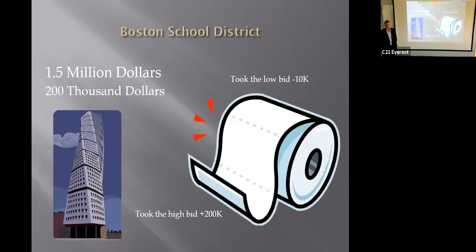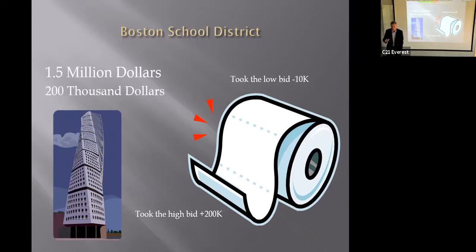Toilet paper. They spent 57.5 minutes arguing about which brand of toilet paper they should use, and then took the low bid. Then they spent 7.5 minutes arguing over $200,000. Well, really, they weren't arguing over it, because after 7.5 minutes they just said, we'll go with the high bid.